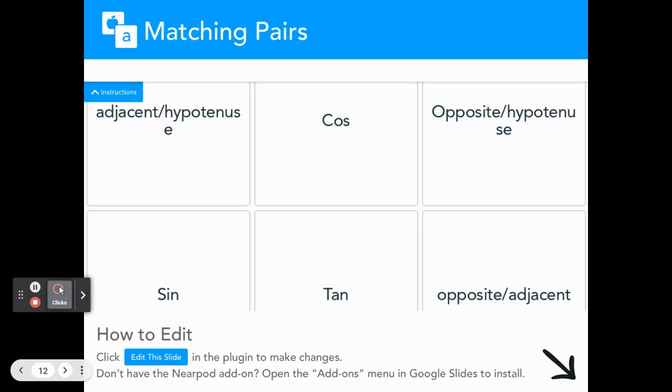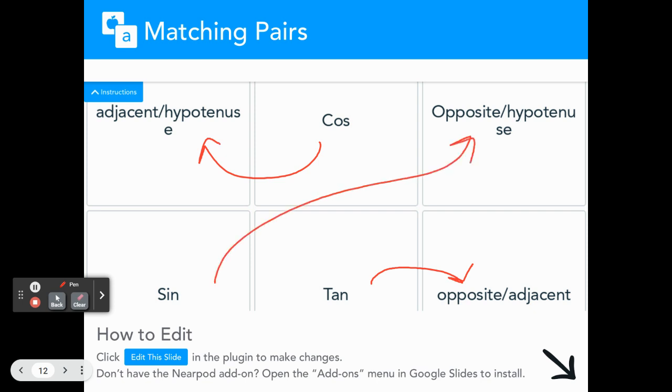And if you've forgotten your trig functions, remember some old horse, that's sine, opposite over hypotenuse, caught another horse, that's cosine, adjacent over hypotenuse, taking oats away, that's tangent, opposite over adjacent. So if we wanted to match these up real quick, tangent would be opposite over adjacent. Cosine would be adjacent over hypotenuse. And sine would be opposite over hypotenuse.